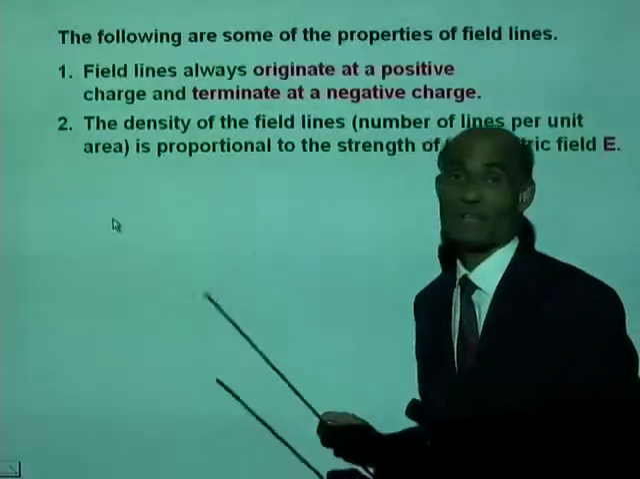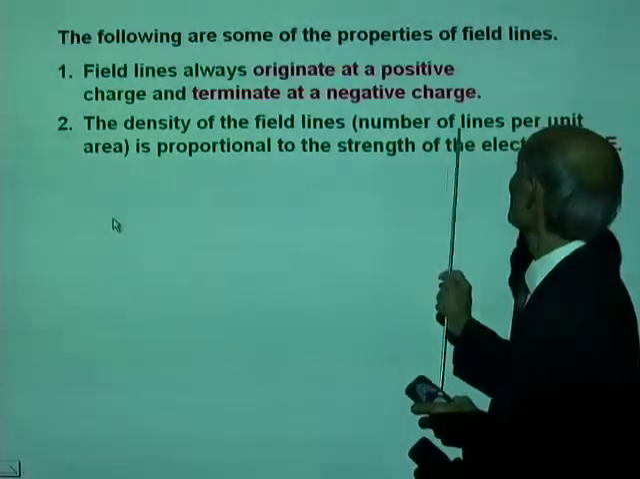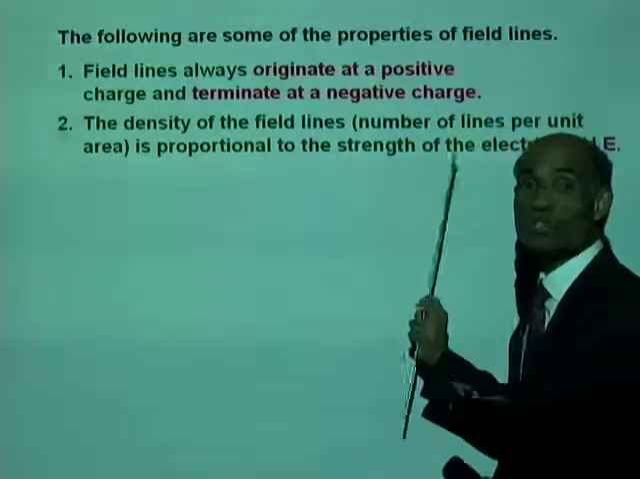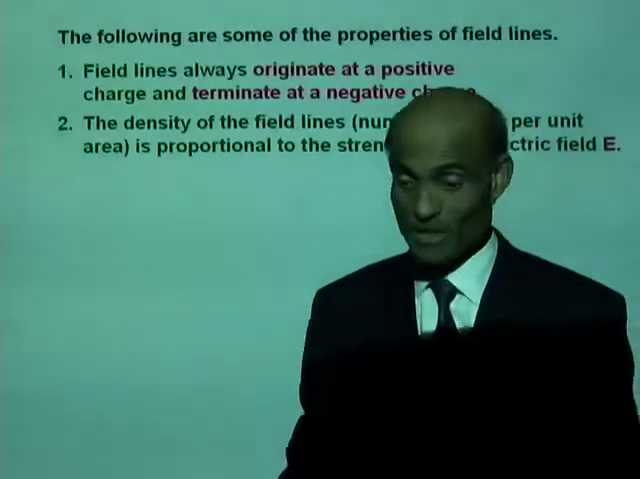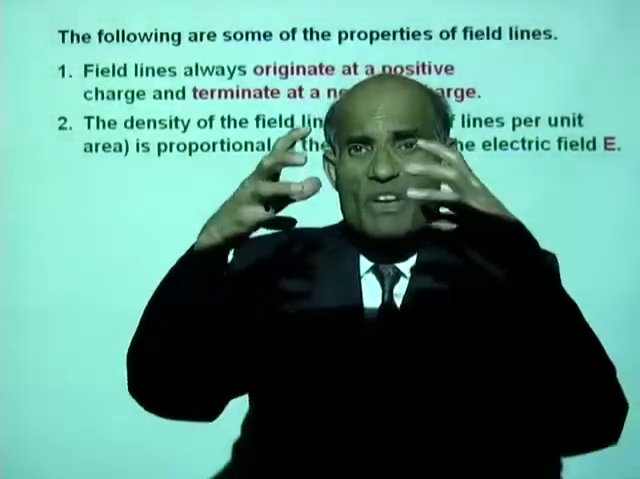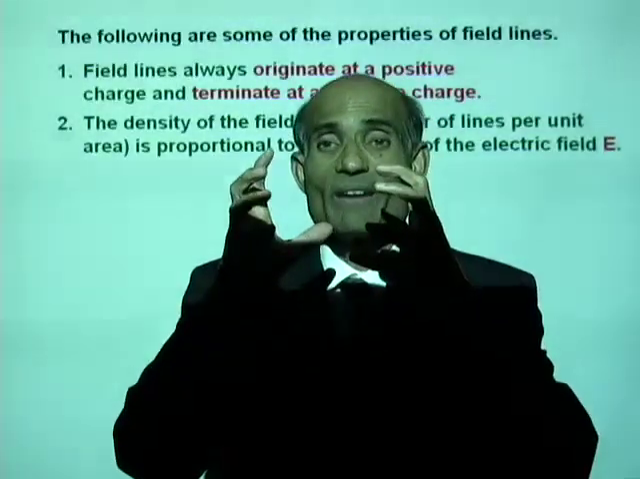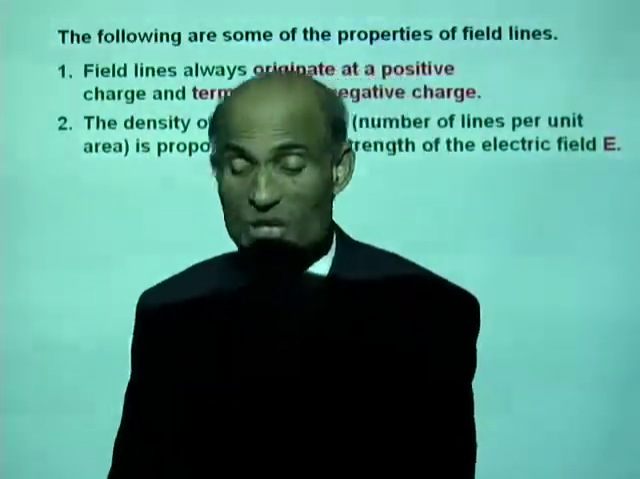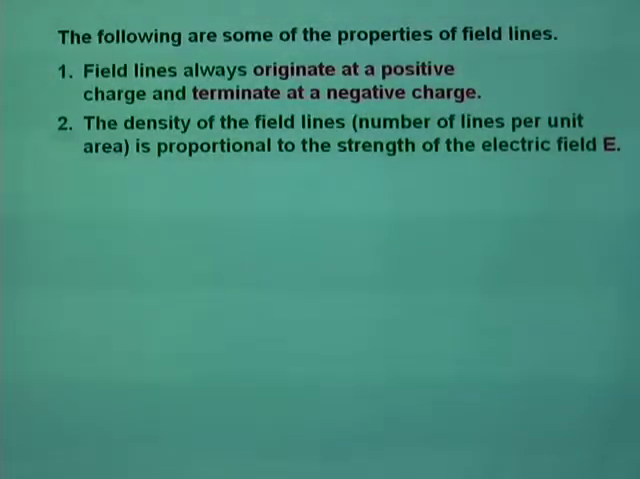Second property: the density of the field lines, that is the number of lines per unit area, is proportional to the strength of the electric field. In other words, what it tells you is, if the field is very strong, the field lines will be very crowded there. Whereas if the field is very weak, the field lines will be widely separated. Let me show that here.